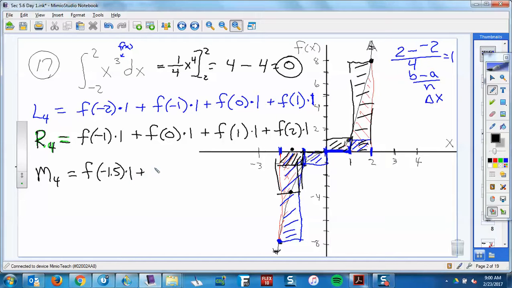That doesn't change. Plus F of, what's our next midpoint going to be? -0.5 times 1 plus F of +0.5 times 1 plus F of 1.5 times 1, right? Now, on our next quiz, I'm probably going to let you use calculators, so then you can type these numbers into the function.